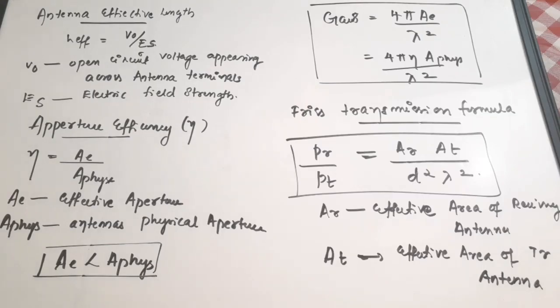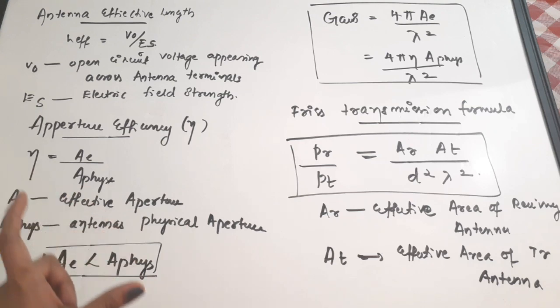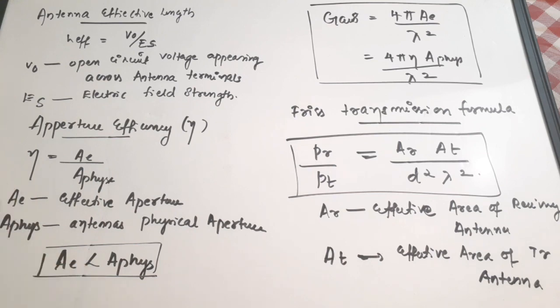Next, we are going to see about the antenna's effective length. That is, L effective is equal to V out by ES. Now, what is V out? V out, or V0 you can call it. V0 is the open circuit voltage appearing across the antenna terminals. That is how much voltage is appearing across the antenna terminals when it is kept as an open circuit. Okay, then what is ES? ES is the electric field strength of the signal which is fed to it.